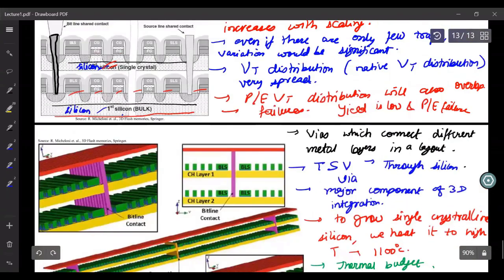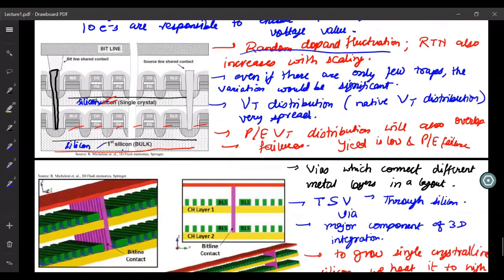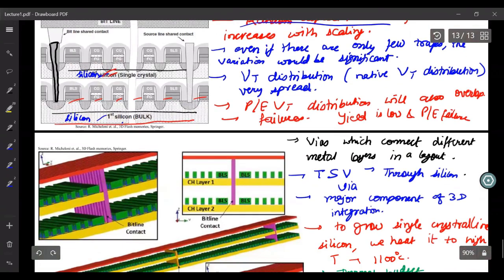So creation of this single crystalline silicon layer on top of another processed NAND flash layer is very difficult. So in 3D NAND flash memories, how people overcome this is they use polysilicon. If it is polysilicon, it can be deposited at low temperatures using CVD. However, the quality of polysilicon is low, and that will lead to another set of problems that we'll discuss later when we focus on the 3D NAND flash.